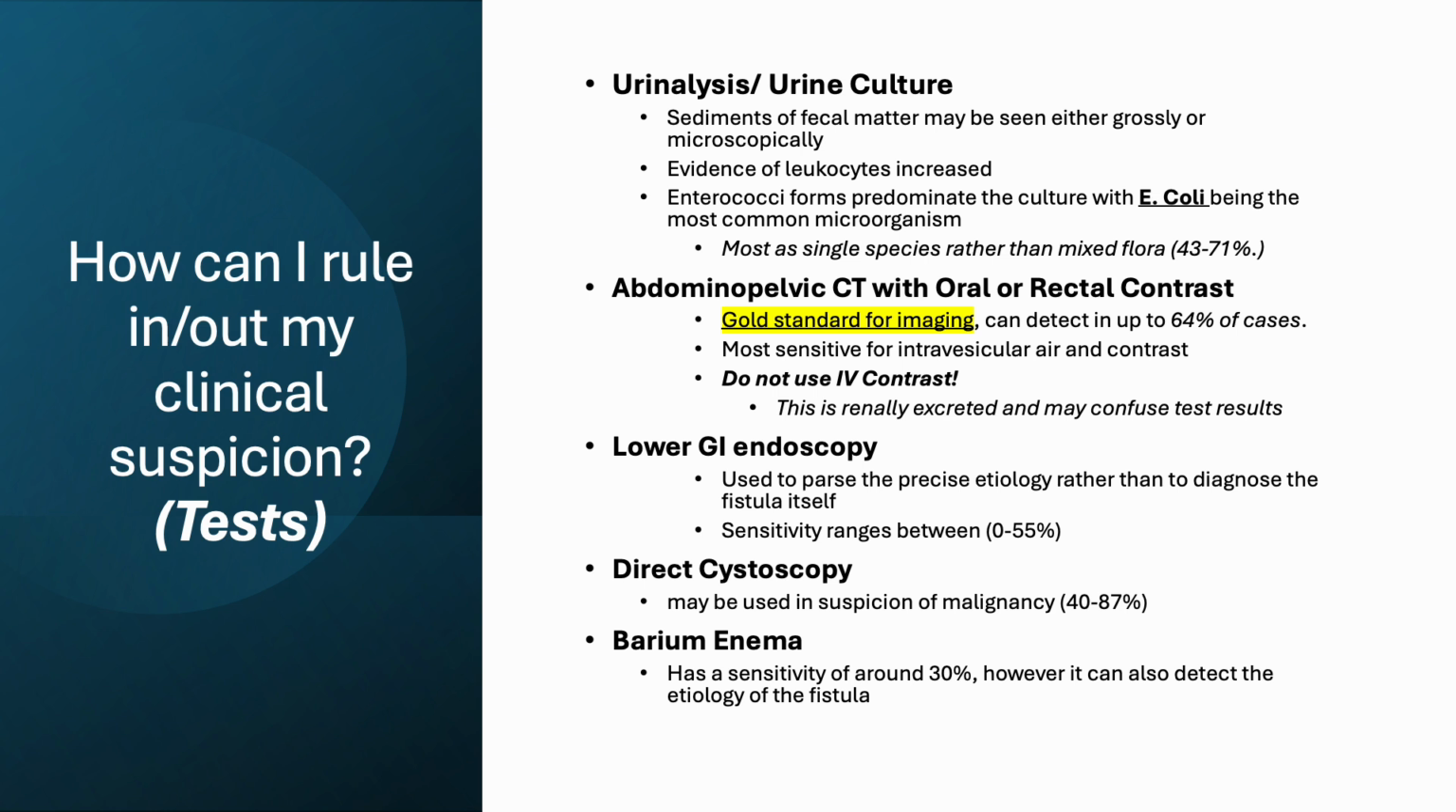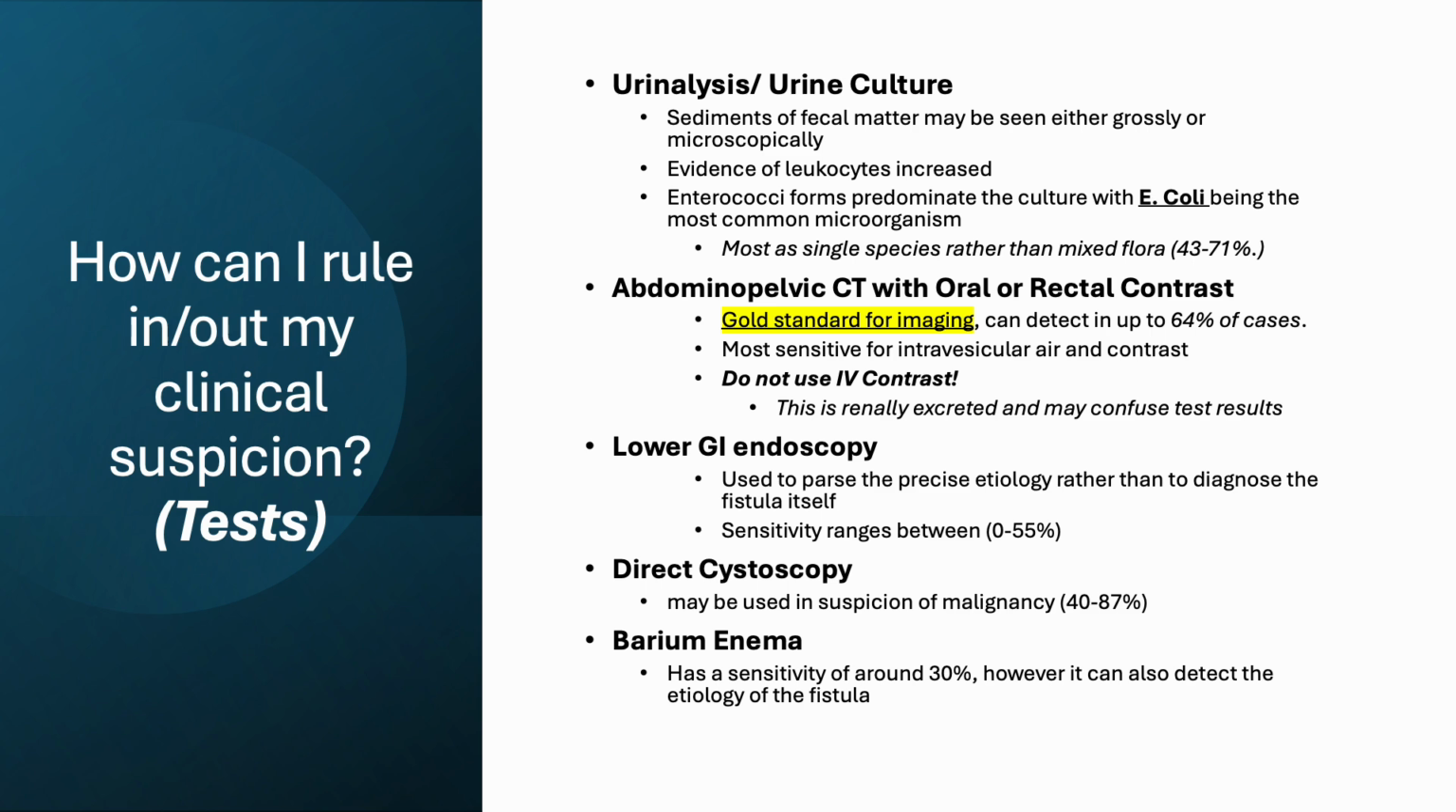You can use an endoscopy, a cystoscopy, or an enema if you want to parse out the exact etiology. They're a lot less sensitive than the abdominal pelvic CT. However, you can actually see that fistula when they're looking up on a scope.